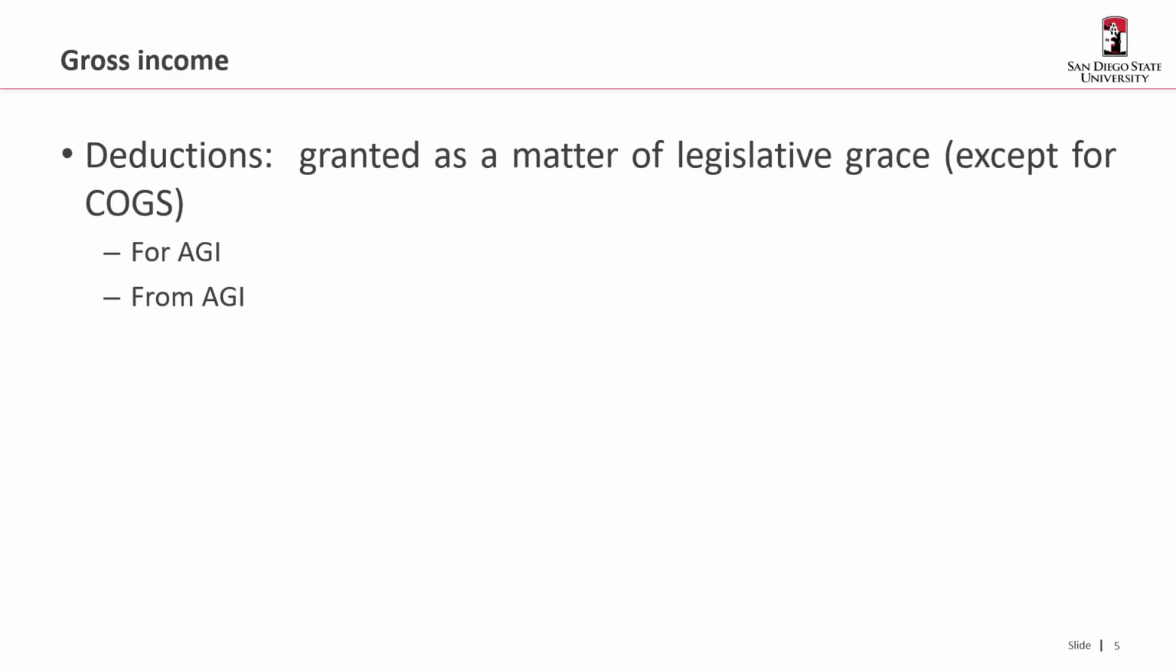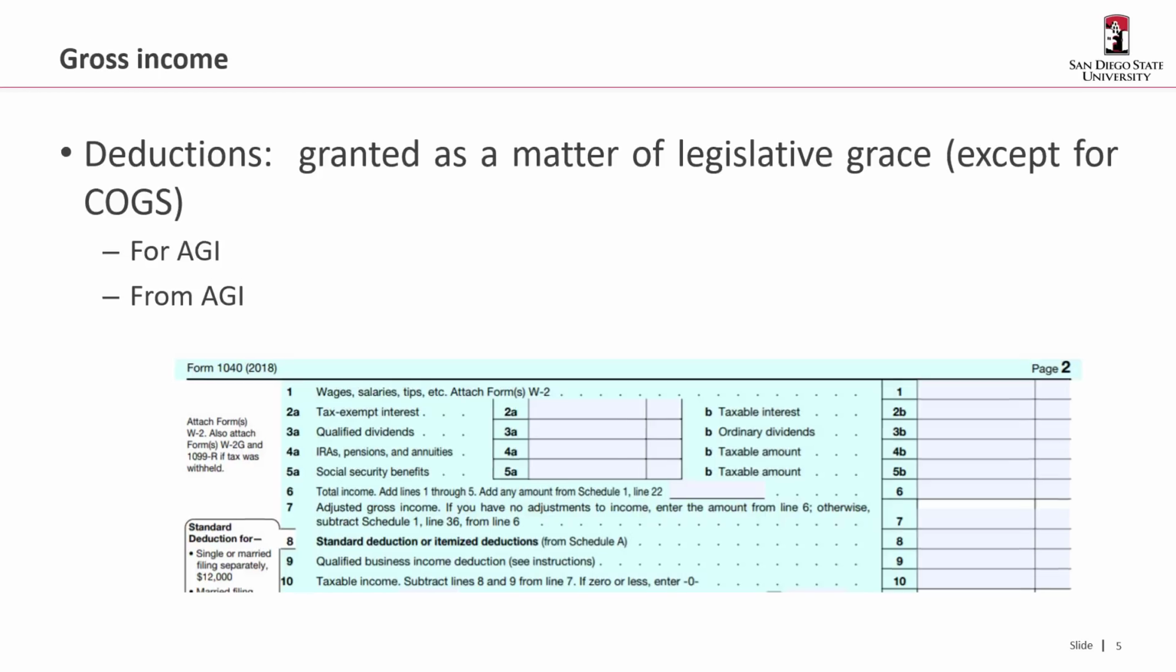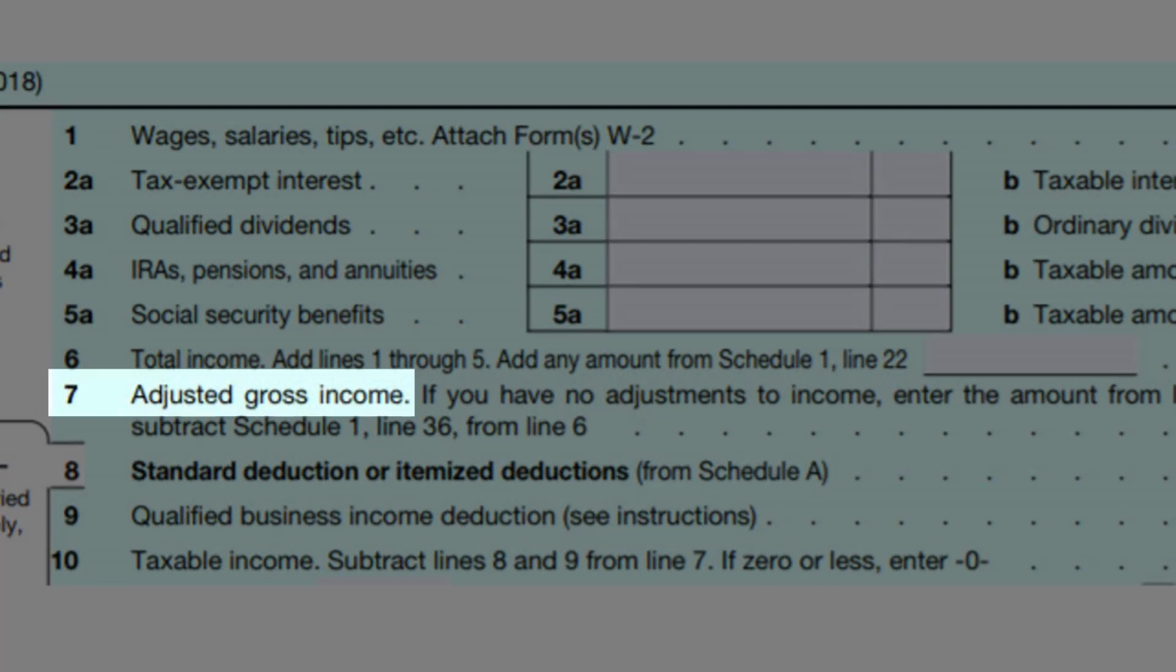So deductions are these items that reduce our gross income, right? They reduce our taxable income as a result. And they're granted as a matter of legislative grace, except for cost of goods sold. Technically, under the tax law, cost of goods sold is in fact an adjustment to gross income in any event. Deductions come in 2 flavors, for AGI, which we talked about already, and from AGI.